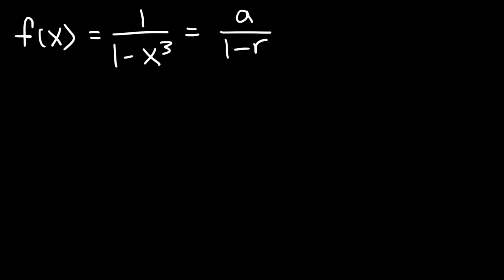Now let's try another example. So let's say we have the function 1 divided by 1 minus x cubed. Go ahead and represent the function as a power series. So this function is already in the appropriate form. So we could see that a is equal to 1, and the common ratio r is equal to x cubed.